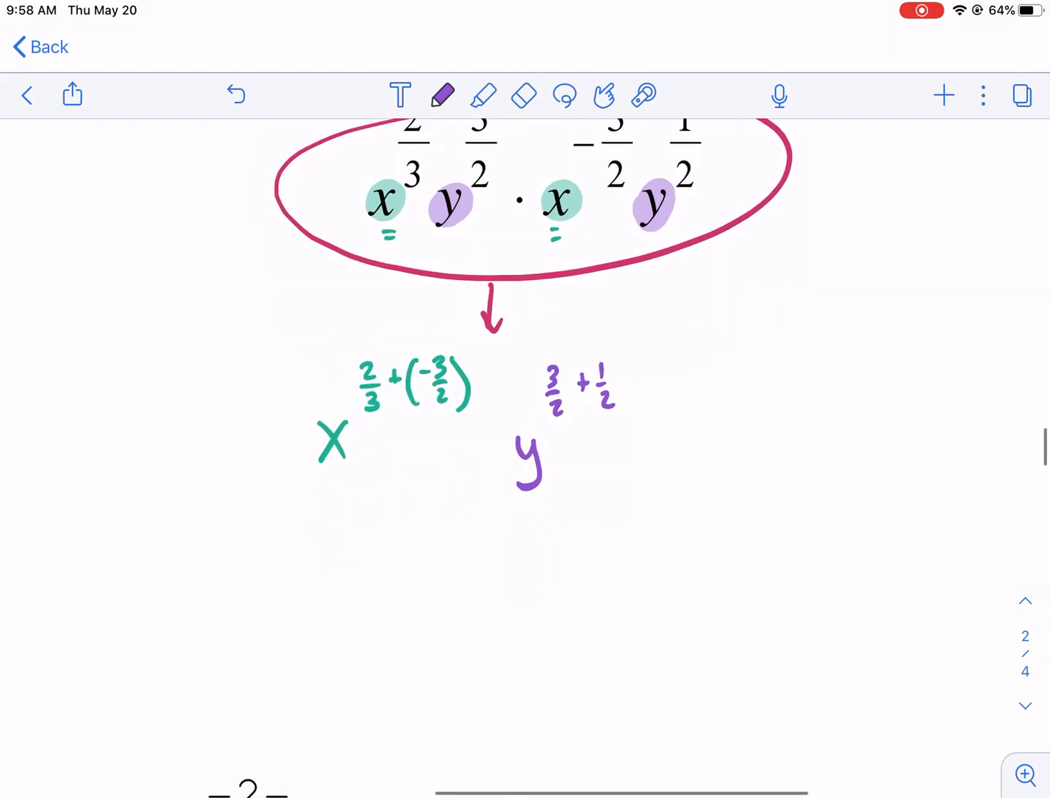Okay, that one's pretty easy. So let's start with the y. We have 3/2 plus 1/2. That's 4/2, aka 2. Y to the 2nd power.